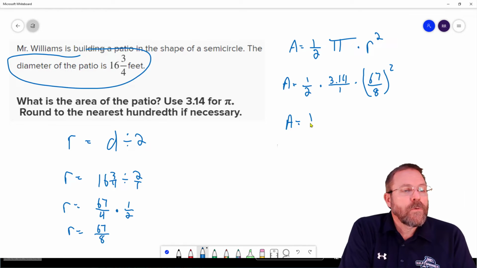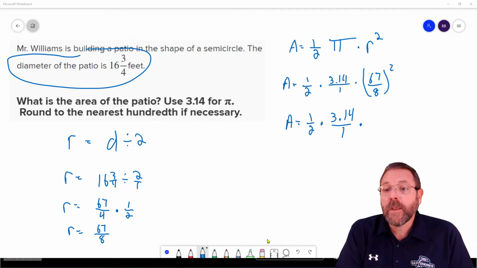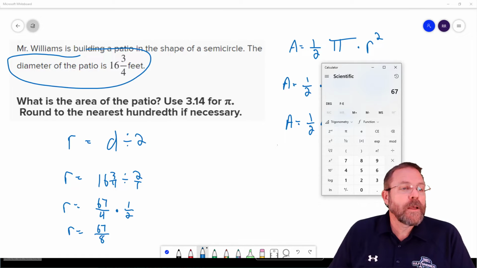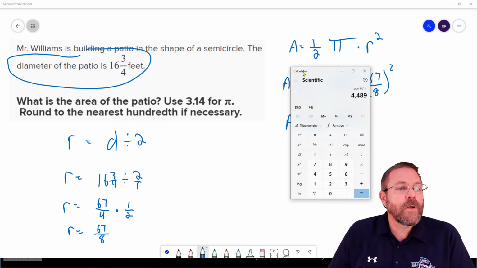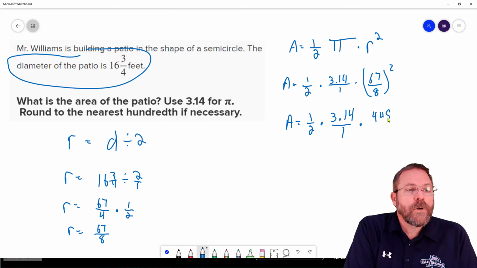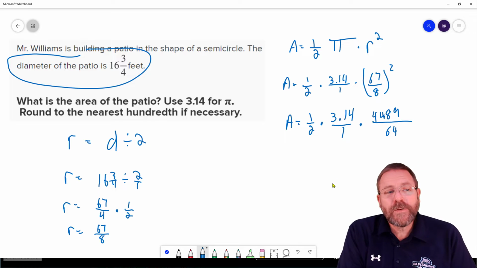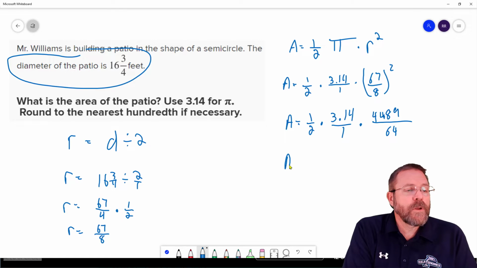So now area is equal to 1/2 times my 3.14 over 1 times, I'm going to grab my calculator because this problem, it's ugly. I'm going to do 67 times 67, also known as 67 squared, and that's going to give me 4,489. Then I'm going to do 8 squared, 8 times 8, that's going to be 64, and I did that with these two numbers right here. From here, I could look at simplifying and multiplying, but guys, this one's too ugly to even bother with that, so let's just do some straight multiplication.